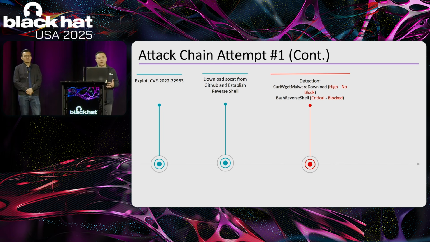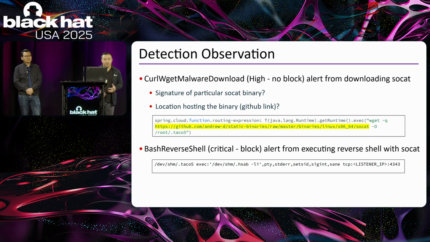Why did I get detected when I executed this as part of an attack chain? My observation on this detection, based on my past experience and experiments, is that the wget malware download might have been triggered because of either the signature of the SOCAT binary or the location hosting the binary, which is the GitHub link, as you can see in the first code snippet there. Since this is a popular download link for SOCAT, perhaps a lot of threat actors also downloaded SOCAT from there, so that's why Falcon started flagging any instances of downloading SOCAT from that GitHub link. But Falcon didn't block it, so perhaps there are legitimate cases of downloading and executing SOCAT from there as well.